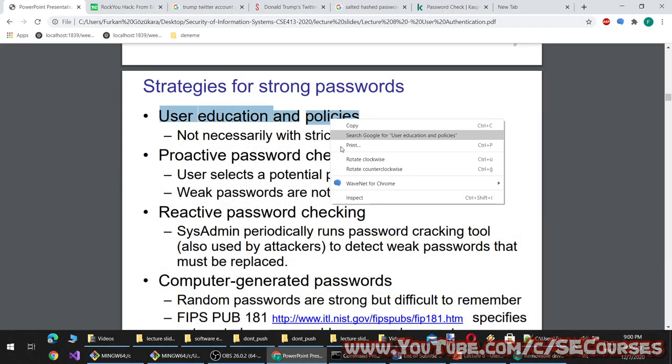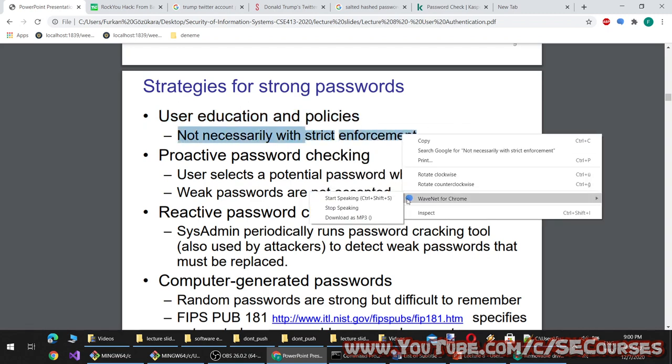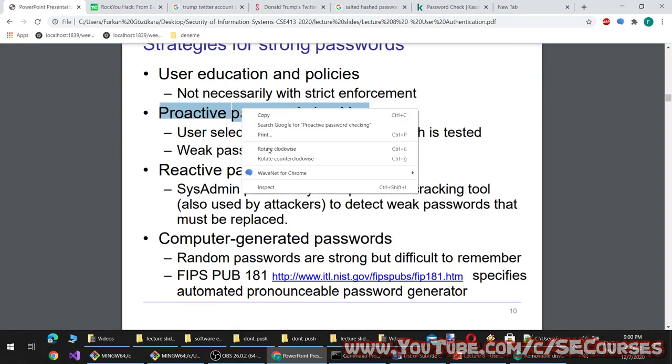Strategies for strong passwords. User education and policies, not necessarily with strict enforcement. User education is really important. People need to understand the importance of secure passwords.